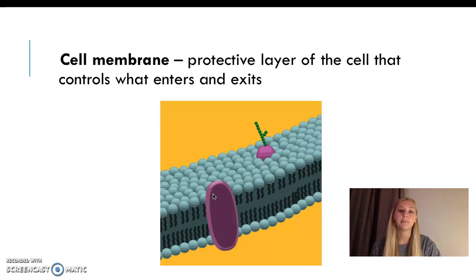The cell membrane is the protective layer around the cell, and it controls what enters and exits. Molecules that are trying to get in or out of the cell have to have a specific signal or a specific shape to let themselves in, to get in or out.